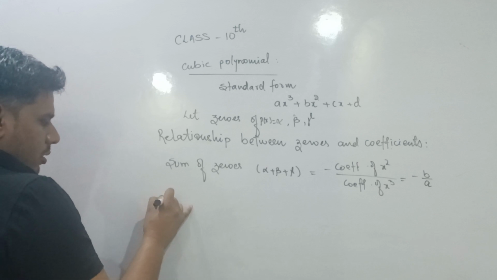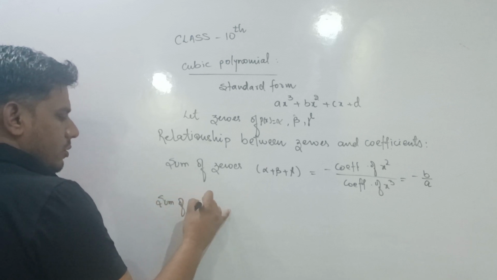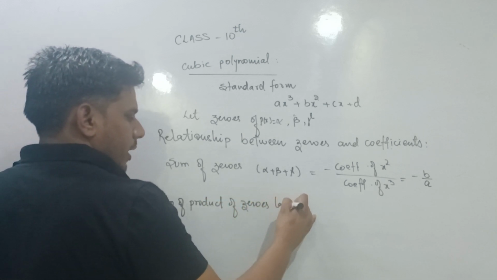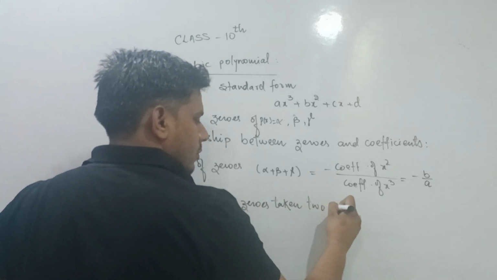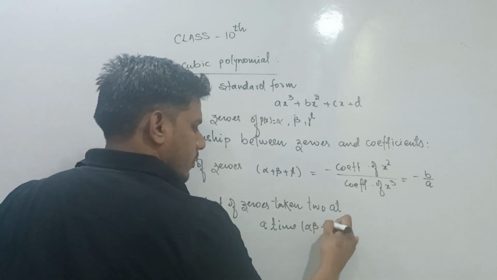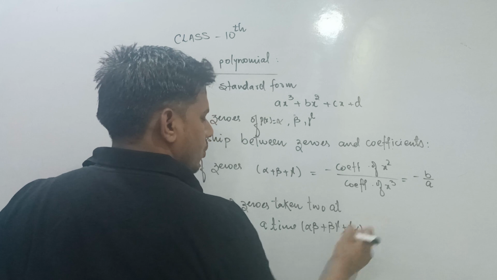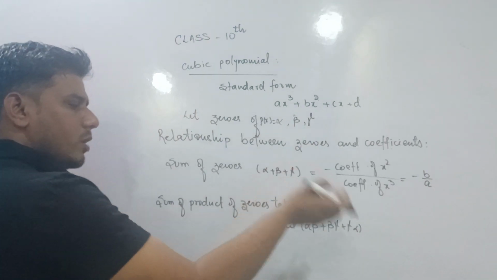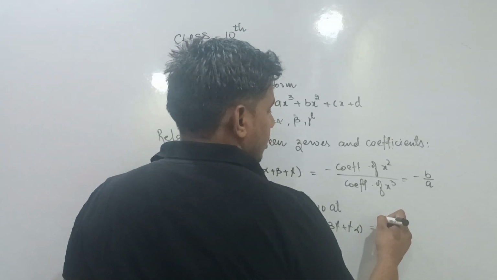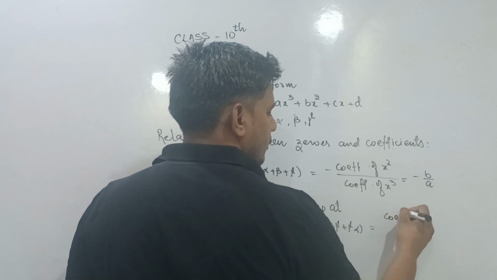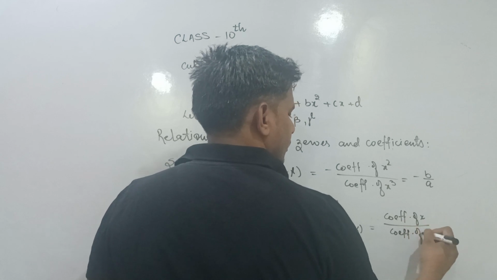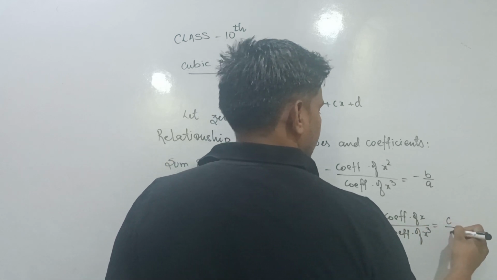Now the sum of product of zeros taken 2 at a time. It will be alpha beta plus beta gamma plus gamma alpha. If we take two zeros at a time, multiply them and then take their sum, the sum of product of zeros taken 2 at a time will be positive coefficient of x divided by coefficient of x cube. So we can write it as c upon a.